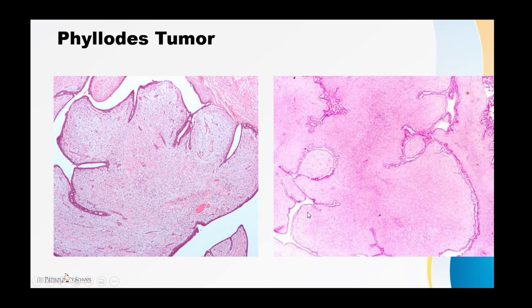This is a phyllodes tumor, which can be benign, malignant, or a borderline tumor. It has leaf-like arrangements, hence it is called phyllodes, which is Greek for leaf-like. It is characterized by an increase in the stromal component. The stroma, as we have seen already, is composed of fibrofatty tissue.